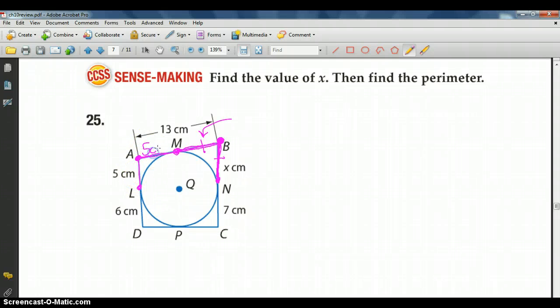So I have 5 centimeters for AM. I know that AB is a total of 13 centimeters, which forces MB to be 13 minus 5, or 8 centimeters. If MB is 8 centimeters, then so is BN, 8 centimeters. And that goes for all of these tangents from the same exterior point. So 7 and 7 here, 6 and 6 there, 5 and 5 right there.